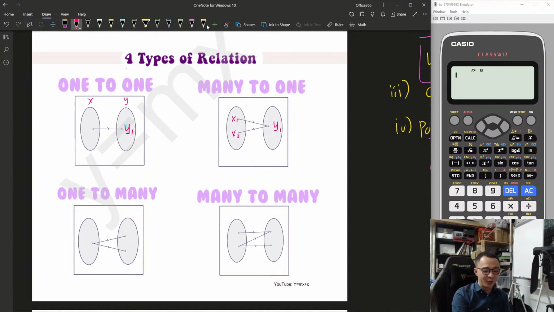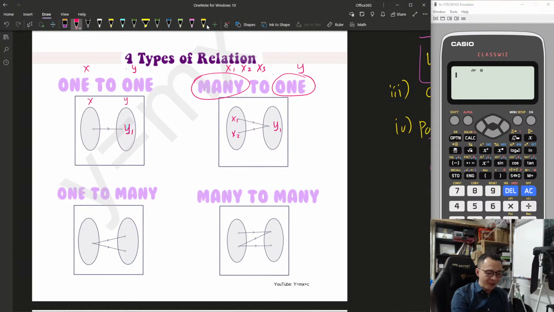So we call many to 1. The many here stands for many x values. I can have x1, x2, x3. Can I have 10 x values linked to one y value? We also call that many to 1. The 1 over here means the y value. So 1 to 1 means 1 x value linked to 1 y value.